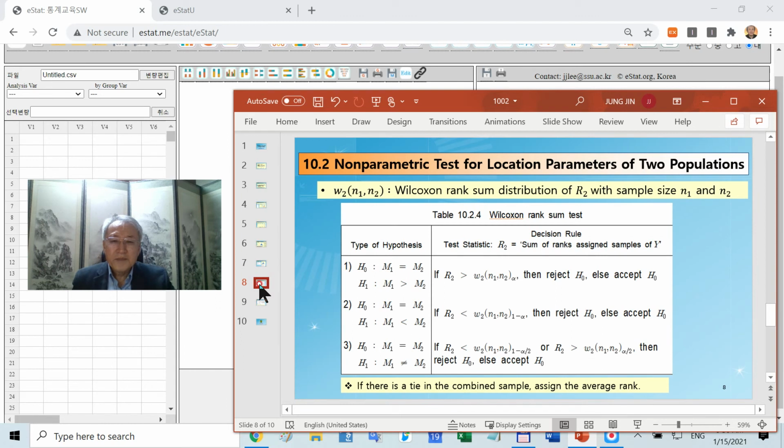And in general, using the rank sum of the second population, we just compare with the distribution. If it is in the center, then we accept. In the case of a right tail, we consider this the criterion for the decision rule. This is the left tail test. This is the two-sided test.